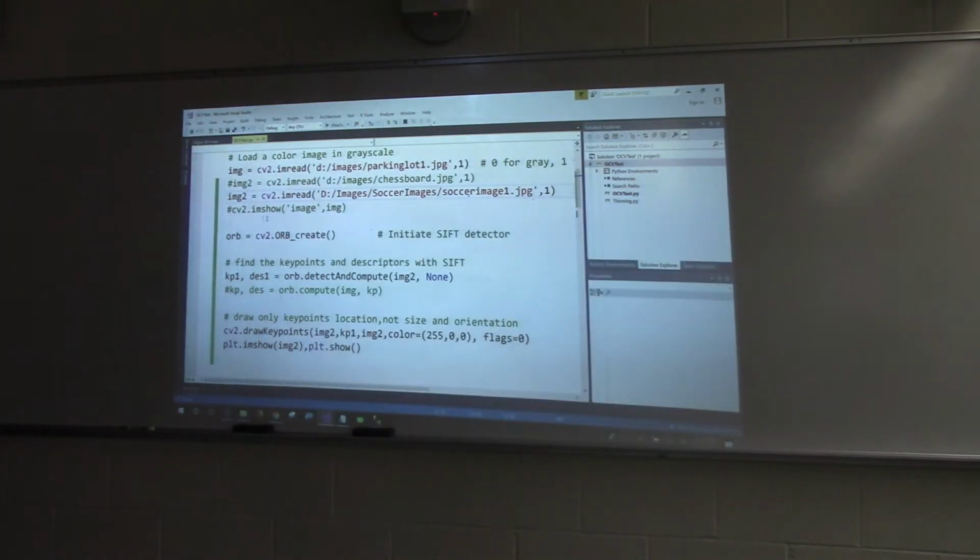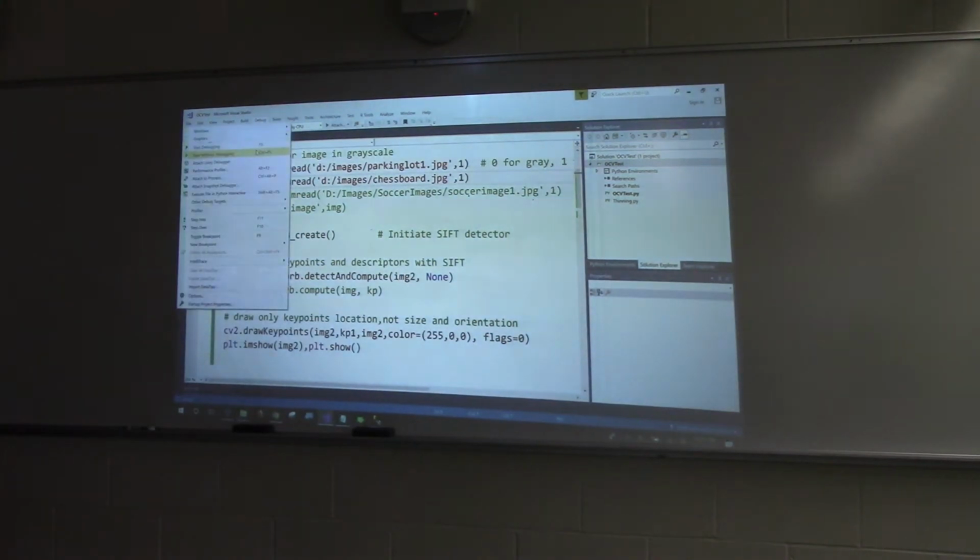Okay, so like I was saying, they removed the SIFT and SURF. So they didn't give us what's called ORB, which is the equivalent of the SIFT and SURF. And for example, if I comment this out, okay, and run it.